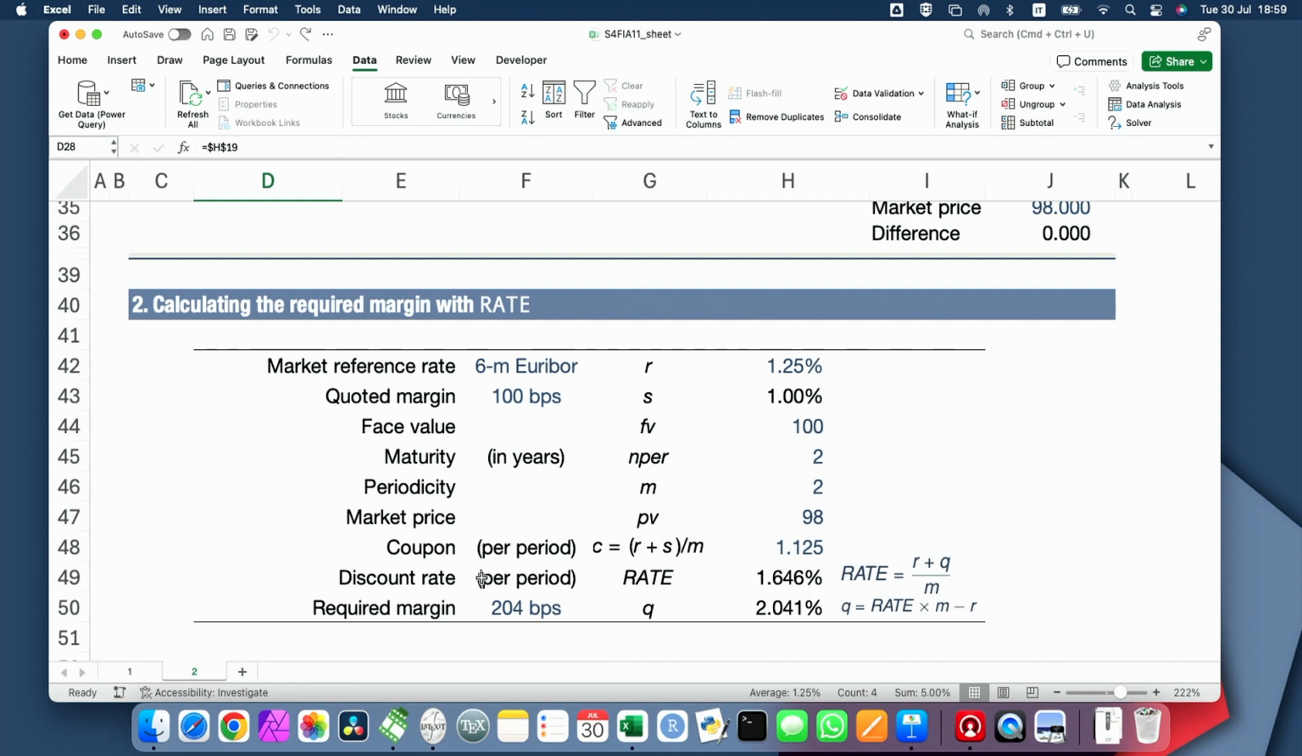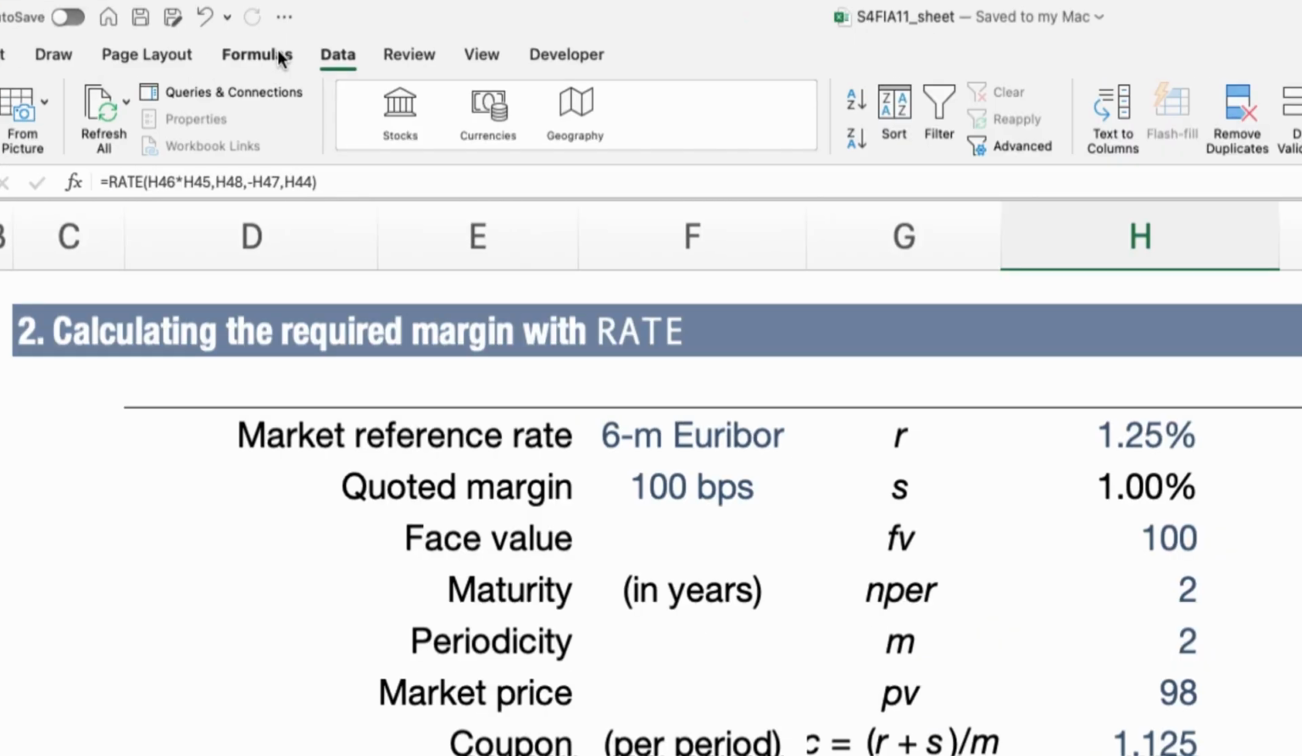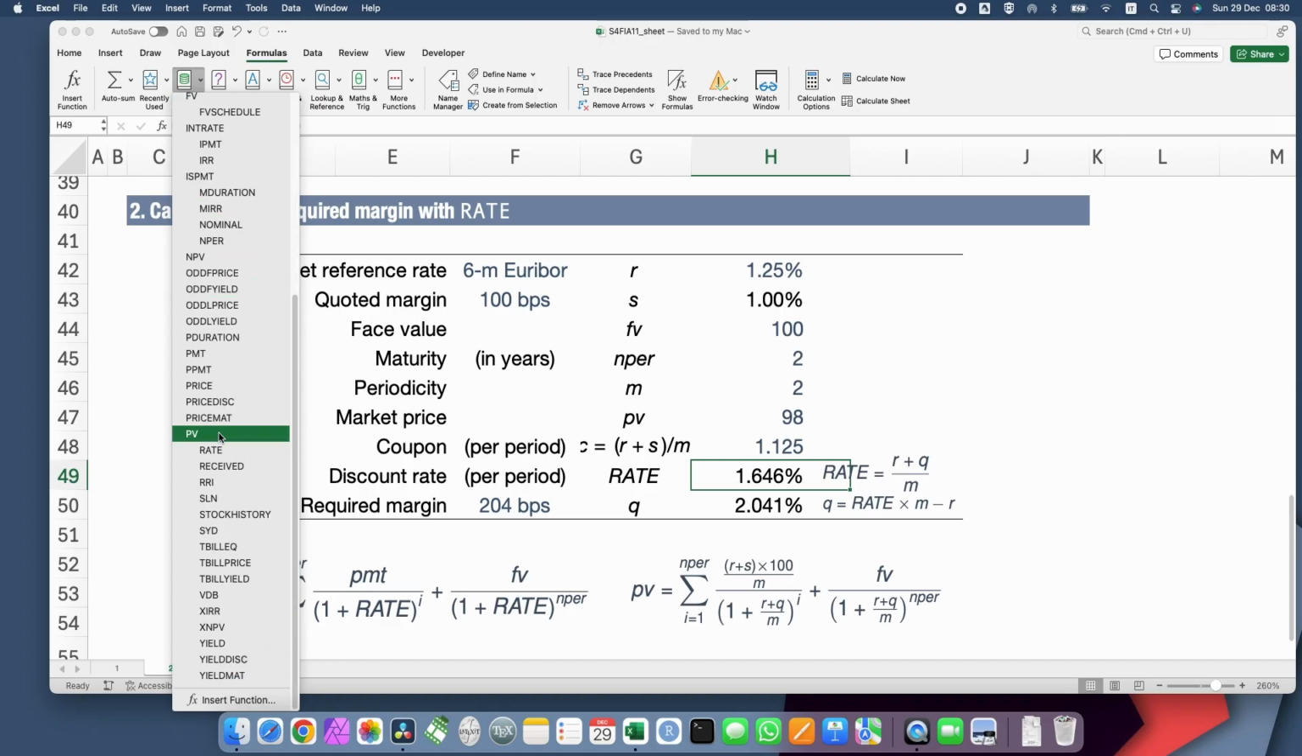We have the coupons in the numerator, 1.25%, plus the quoted spread of 1%, paid semi-annually. We have the future value at redemption, 100. We don't have the discount margin, or rate. We can use the rate function. As you can notice, I've already done this in cell H49. Go to Formulas, choose Financials, and then pick Rate by entering the arguments into the function.